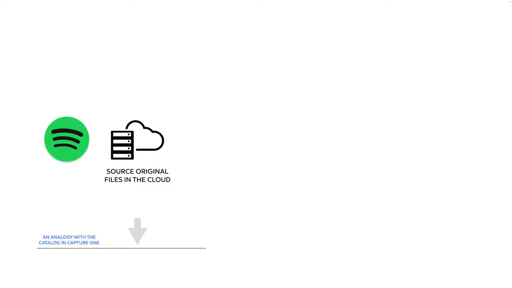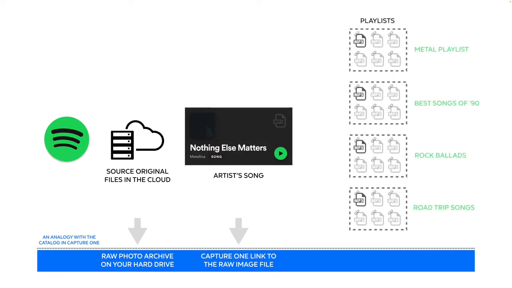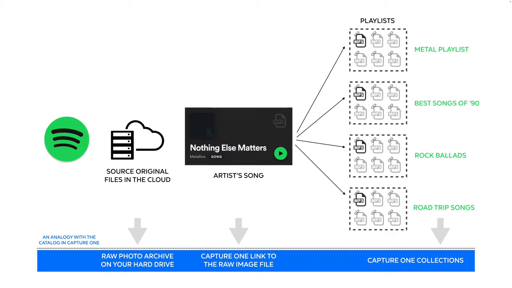For example, think about services like Spotify or Apple Music. The actual songs reside in a huge drive in the cloud, and they are linked to the artist page. Then by using the playlist, you can link and organize the same songs into many different playlists sorted by genre, year, mood, theme, and so on. So we can listen to the same song as part of different playlists, like in this example, right?